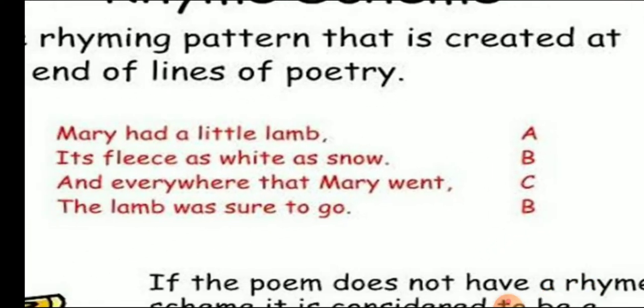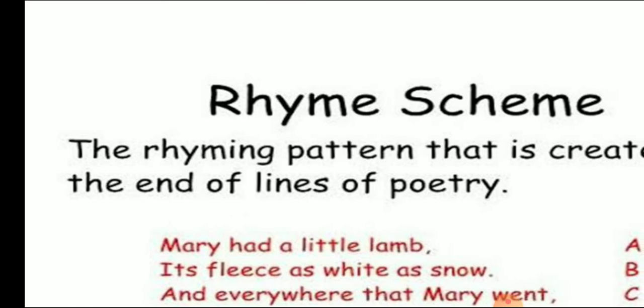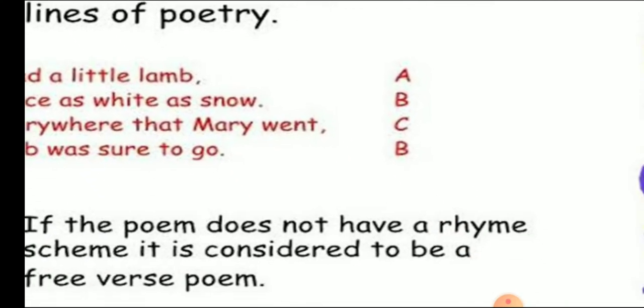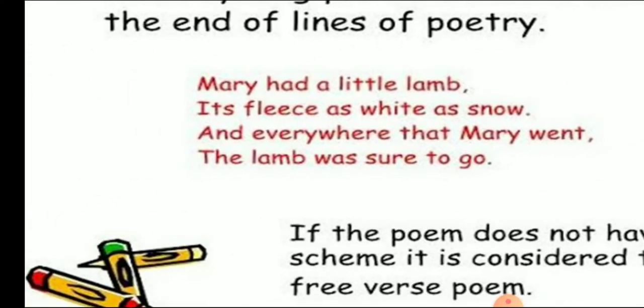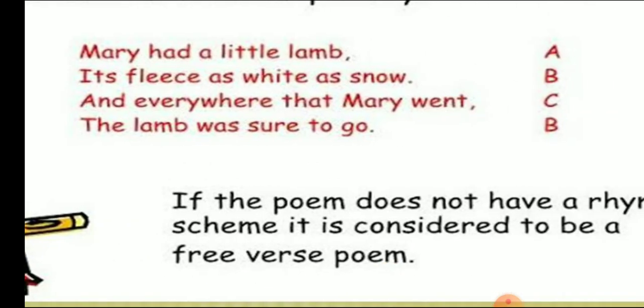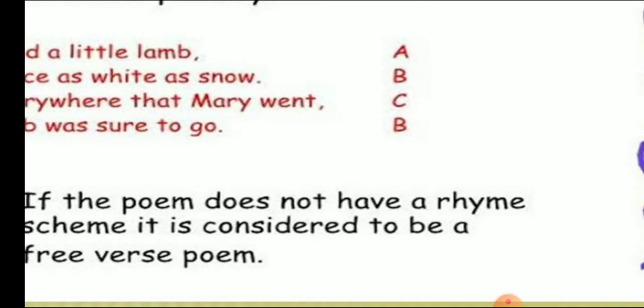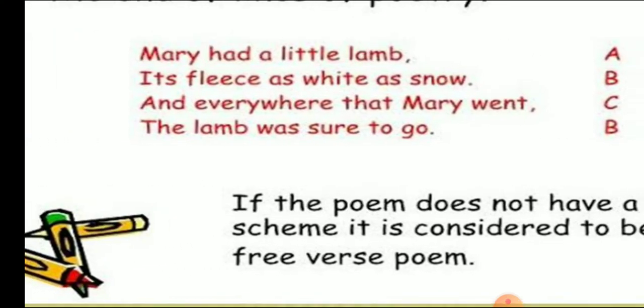So we all know what is rhyme scheme: the rhyming pattern that is created at the end of lines of poetry. So for example, Mary had a little lamb, its fleece as white as snow, and everywhere that Mary went, the lamb was sure to go. Here, lamb, snow, went, go. If the poem does not have a rhyme scheme, it is considered to be free verse.